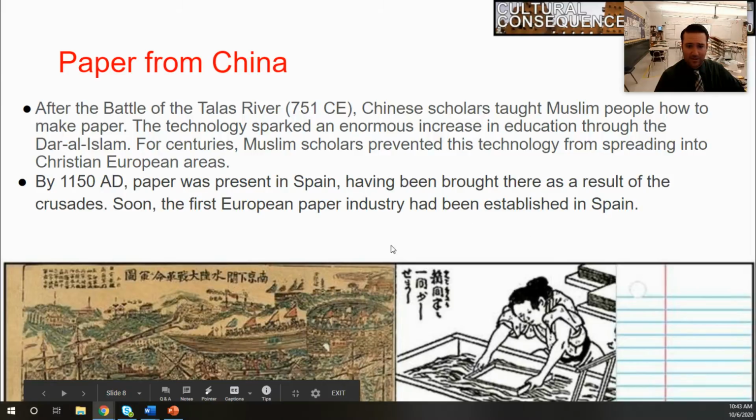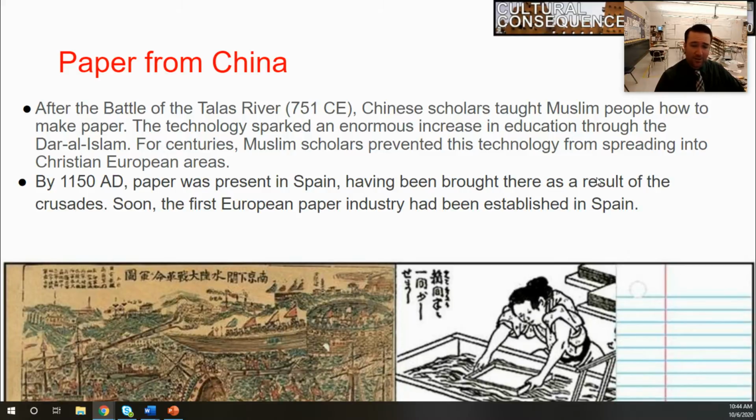The Chinese kept this secret for a long time, until the battle of Talas River. And so the Chinese scholars that were captured by the Muslim armies would then teach them how to make paper. And this helps spread an enormous increase of education, the spread of ideas. We've, of course, talked in the past about Dar al-Islam and having these Islamic centers for learning, such as the House of Wisdom, and the libraries connected to these. And this is not possible without the invention of paper. That was started in China and spread to different parts of Dar al-Islam through trade.